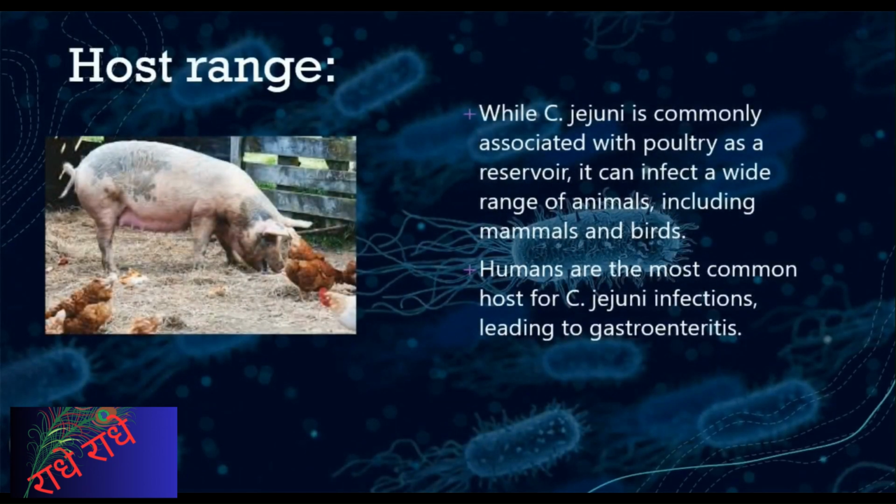Campylobacter jejuni is predominantly linked to poultry but is also capable of infecting different types of animals, such as mammals and birds. It is the most common cause of human gastroenteritis, which can cause discomfort and further health issues.